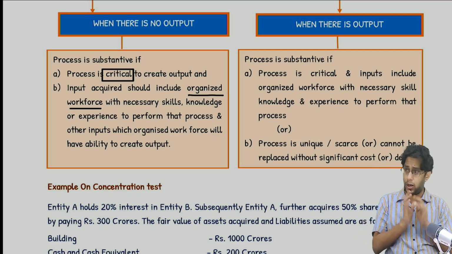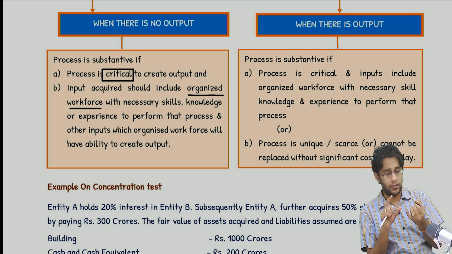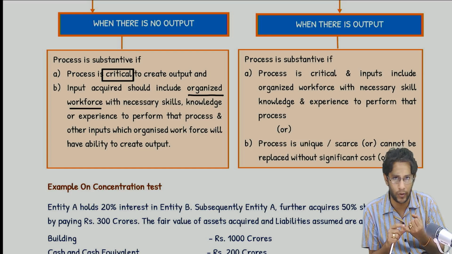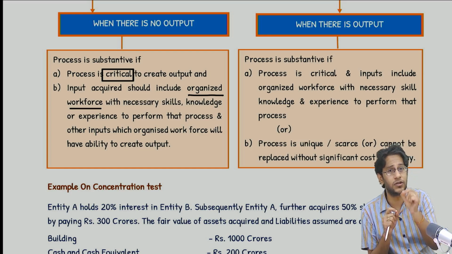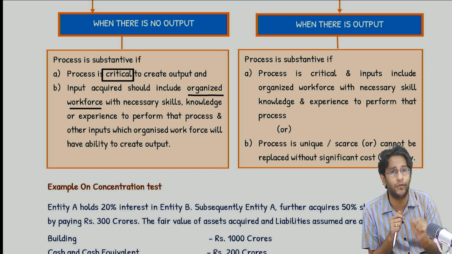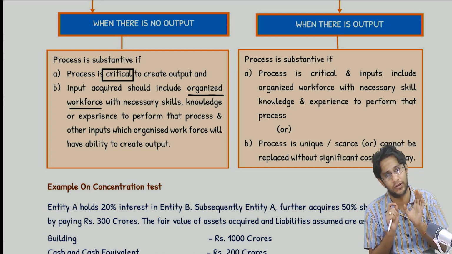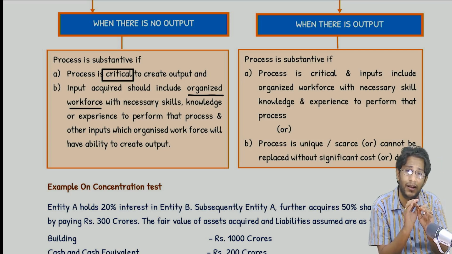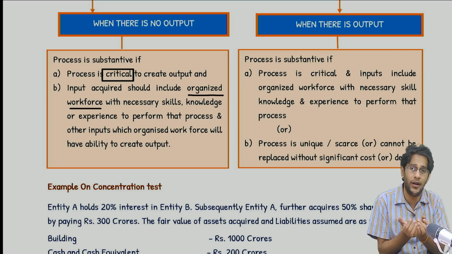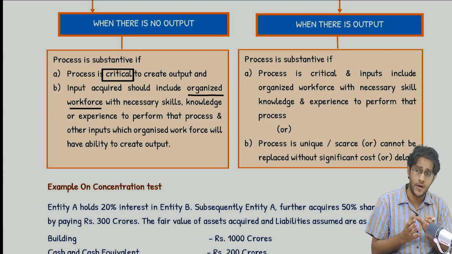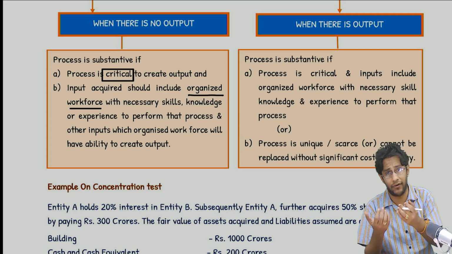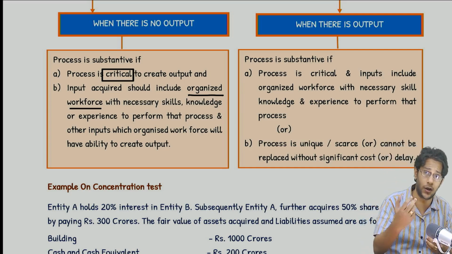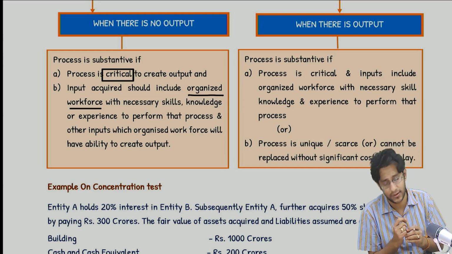So two points we are asking, sir. One, the process what you acquire must be critical to generate output. That's a very core important process. Plus, the inputs should include an organized workforce with necessary skill, knowledge and experience. If these two points are satisfied, I do not care whether there is no output also, whatever you have acquired is qualified as a business. Now that it is qualified as a business, whatever I have acquired is now becoming a business combination transaction. Hereafter, the standard will continue to apply. So that's how you must understand the first case.